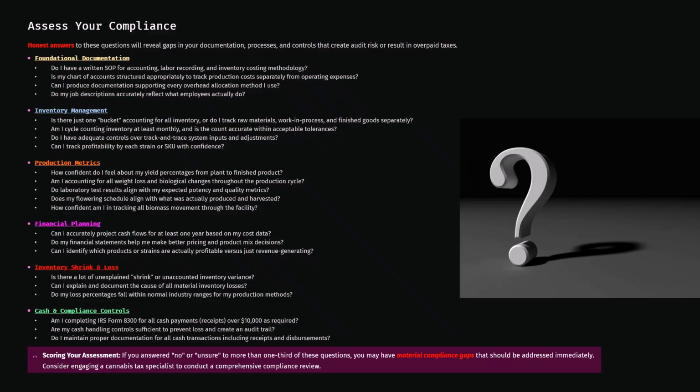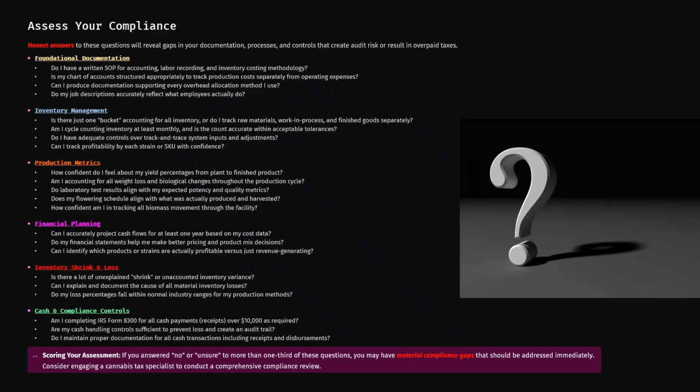Do I have just one inventory bucket? If everything is dumped into inventory and you're not breaking it out by raw materials, WIP, and finished goods, you're losing visibility and accuracy. Am I cycle counting inventory at least monthly? Is it accurate? You don't need to do a full cycle count every week, but if you're not doing regular rotating cycle counts, you're guessing on your inventory value. Do I have adequate controls over the track and trace system? Anyone adjusting Metrc or BioTrack without documentation, that's an audit nightmare.